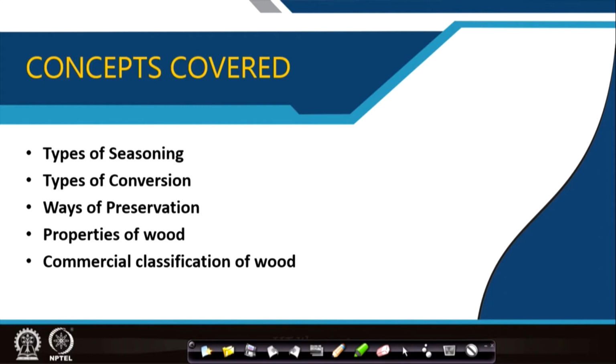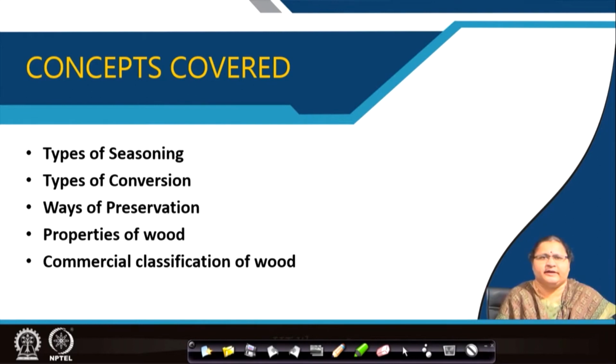Then after getting seasoned wood, we need to know how to convert it to usable form. Then we will go for the different ways of preservation, as this is an organic material mostly comprising cellulose, which is attacked by termites, white ants and various other organic growths. Then we will go into the properties of wood and the commercial classification of wood, and we will next move to lecture 3.